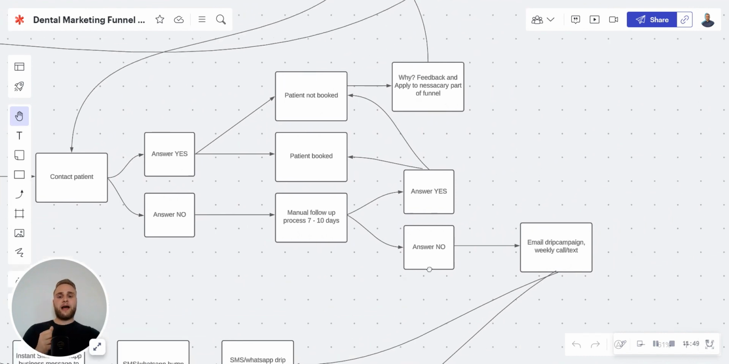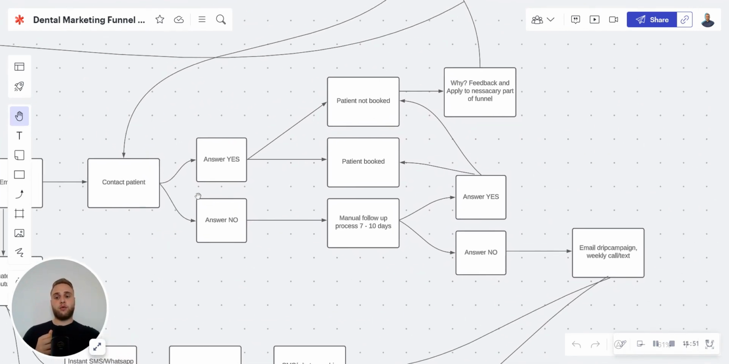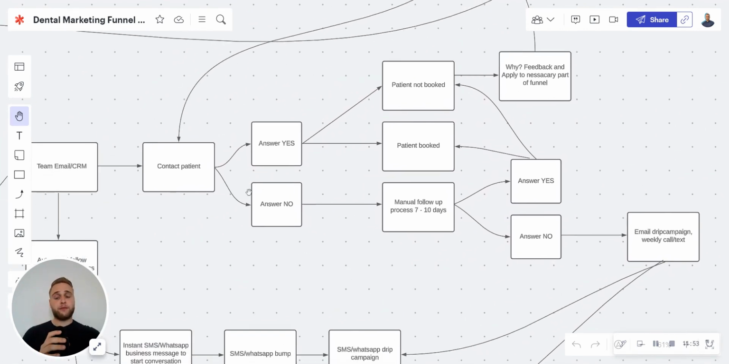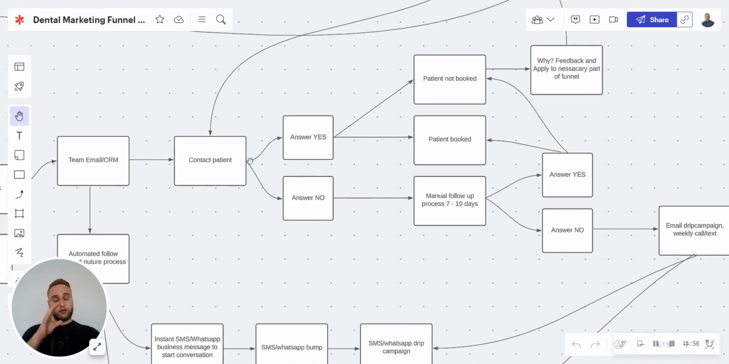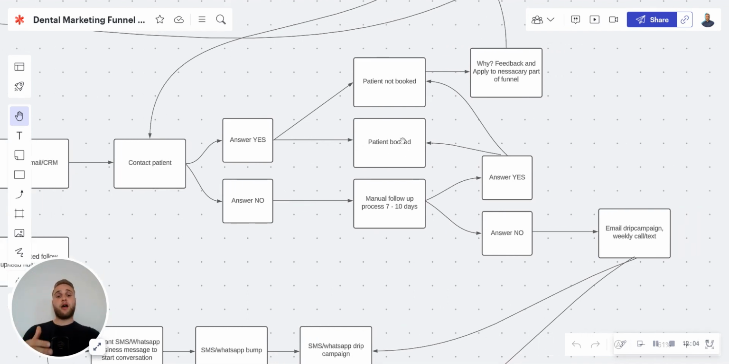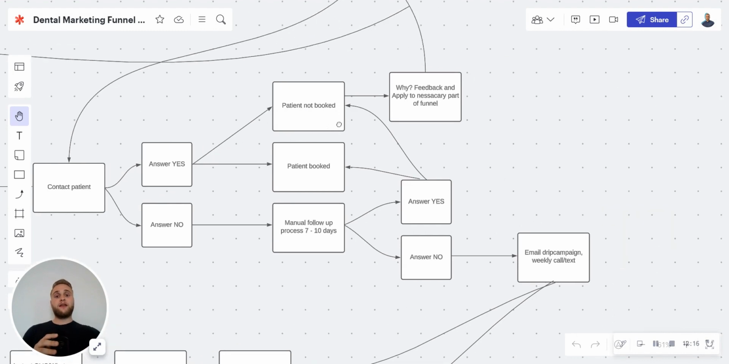Now, let's go back to the top here, back to where they contact the patient. Once your team member has contacted the patient, let's say the person answers the first time. That's the ideal situation. Then, did the person book? If yes, that's great. The funnel ends there. You can then deal with them in your own systems and follow up with them with your own stuff, and you've got them booked in. That's great. If they don't book, you then want to get feedback as to why they didn't book.